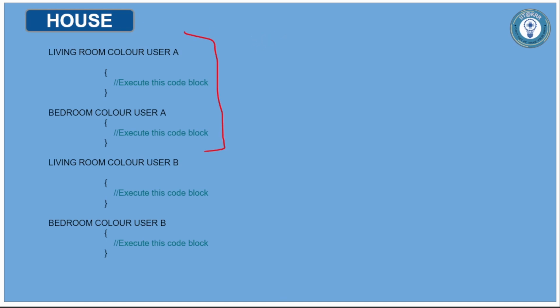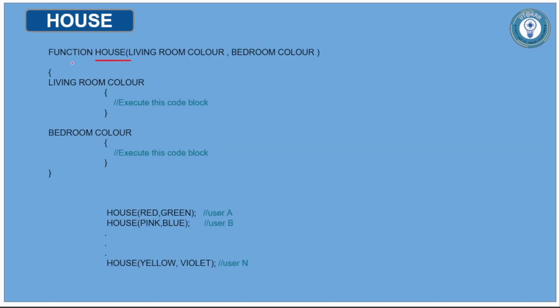So let me show you a function. So here it is, a function. I name this function as house. Inside this parenthesis, I pass the color of the flat, living room color and bedroom color. Inside this code block, I have defined the program for living room color and bedroom color. So it will get painted according to the paint value we pass inside this parenthesis.